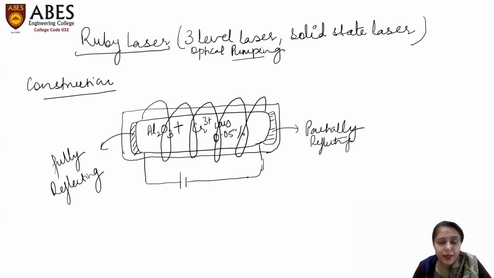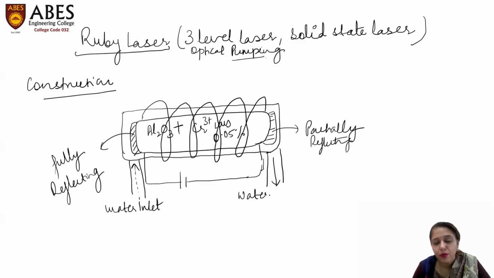Now, the problem is that the ruby laser heats up very quickly. So what we are going to do is apply a water system, water inlet and water outlet. When the water circulates through its boundary, it is going to cool the system. So the heating effect will be less, although it will be there. So in construction, what we have used, we can write it over here.